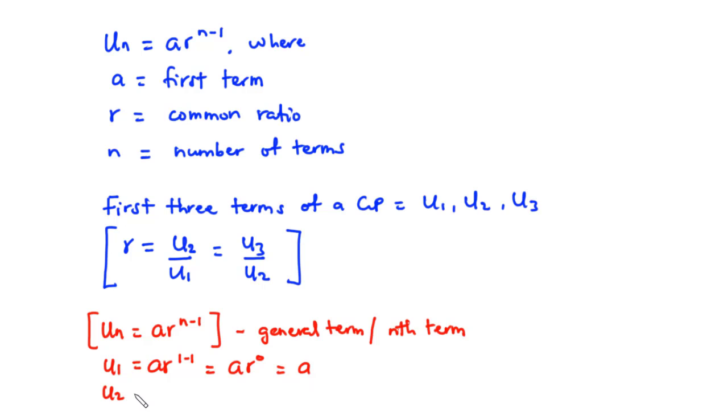We have u2 being a times r exponent 2 minus 1, which is the same as a times r exponent 1, which is a times r. Now I believe that you are able to guess the trend. Therefore, if you have u3, then u3 will be a times r exponent 2, and then u4 will be a times r exponent 3, in that order. Now with this information, let's practice some examples.